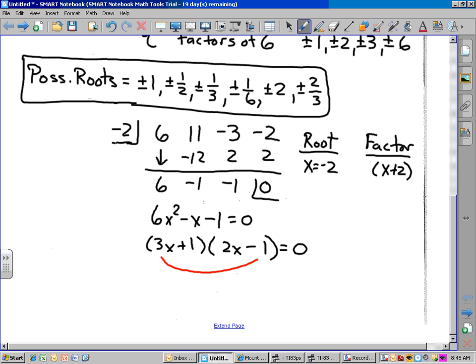Outside and inside. The outside gives us a -3x. The inside gives us a positive 2x. If we put those two together, -3x plus 2x gives us a -x. That matches our middle term. That's how you check with FOIL. So this works. Now we'll set each factor equal to 0 and solve.